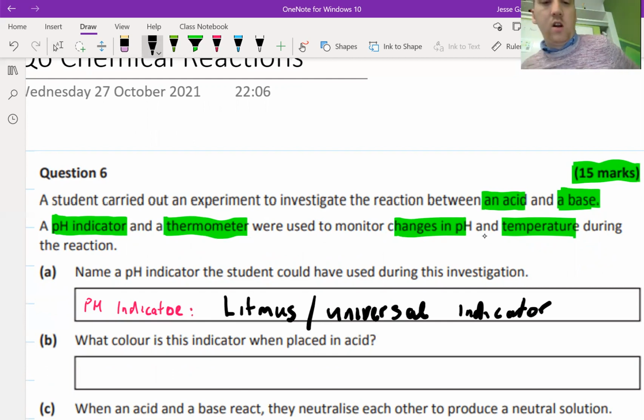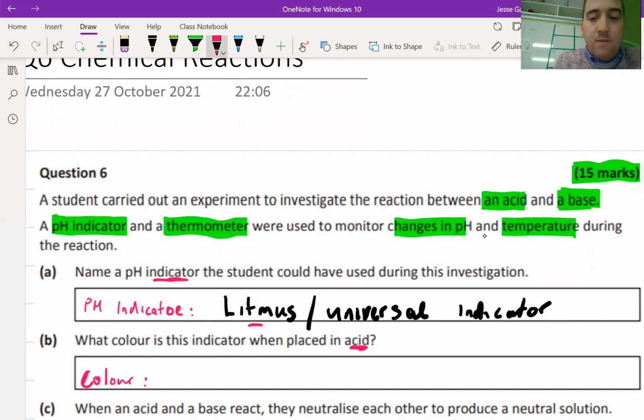It says, what color is this indicator when you place it in an acid? So first of all, remember that an indicator is a chemical that shows you by changing color whether it's mixed with an acid or a base. So when we mix it with acid, what happens to the indicator that you named? Pause the video and write down the color.